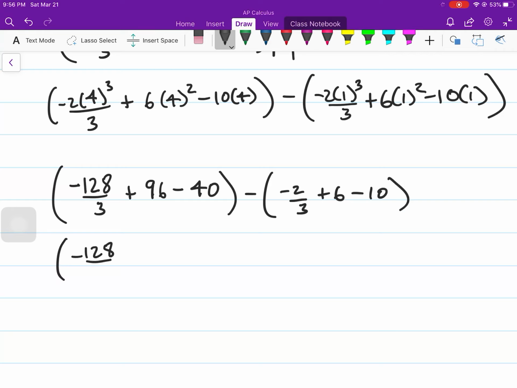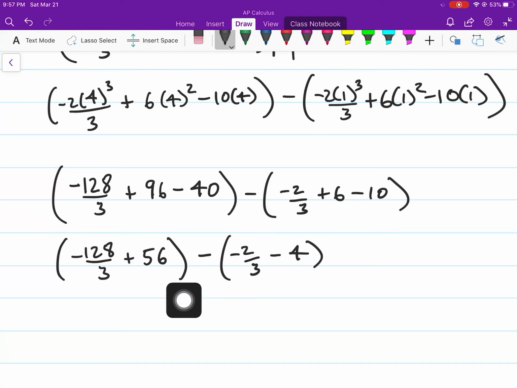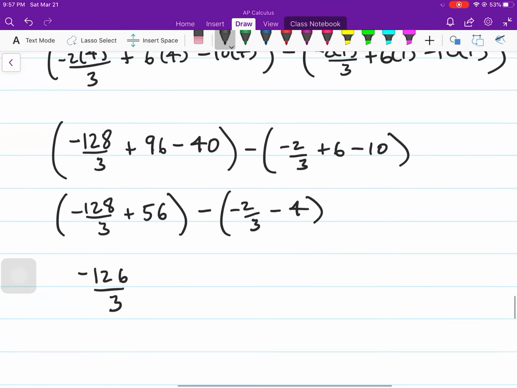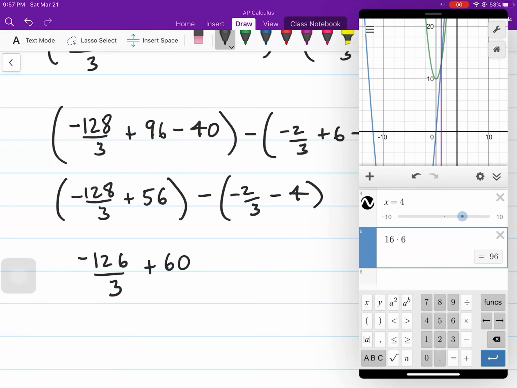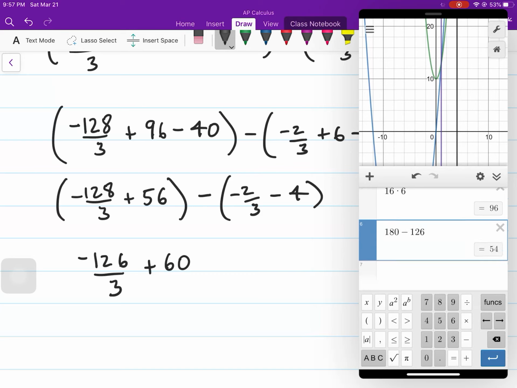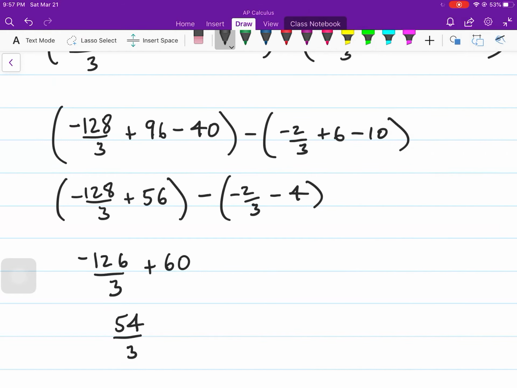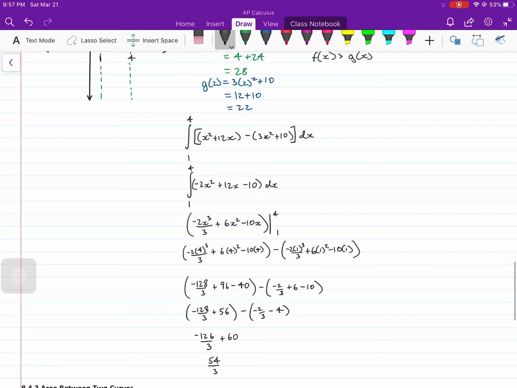And then that's going to be negative 128 over 3 plus 56 minus negative 2 over 3 minus 4. Let's go ahead and combine these. Negative negative is a positive, so we'll have negative 126 over 3. And then 56 plus 4 is 60, which is 180 over 3. So 180 minus 126 is 54 over 3. And there you have it.